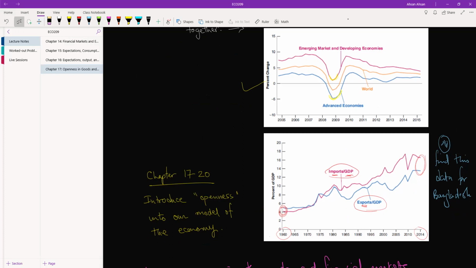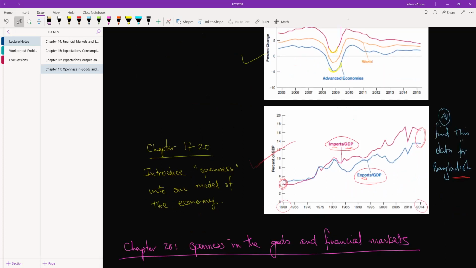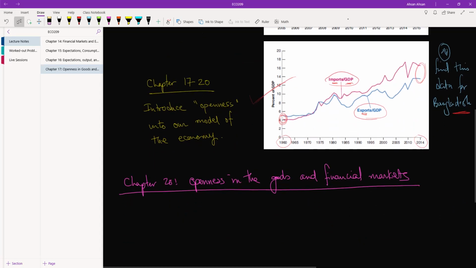Okay, here's a little task for you. This obviously is for the USA right here. Find the data for Bangladesh and see what the diagram looks like for Bangladesh and try to interpret it. It's just something fun to do. But for now, let's start talking about openness.